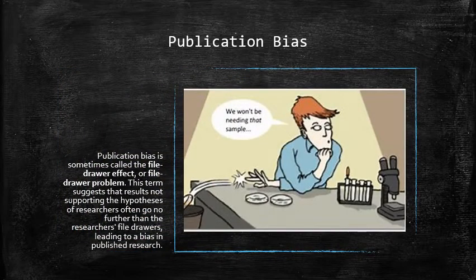Publication bias is a type of bias that occurs in published academic research. It occurs when the outcome of an experiment or research study influences the decision whether to publish or otherwise distribute it. Publishing only results that show a significant finding disturbs the balance of findings and inserts bias in favor of positive results. Publication bias is sometimes called the file drawer effect or file drawer problem. This term suggests that results not supporting the hypothesis of researchers often go no further than the researchers' file drawers, leading to a bias in published research.